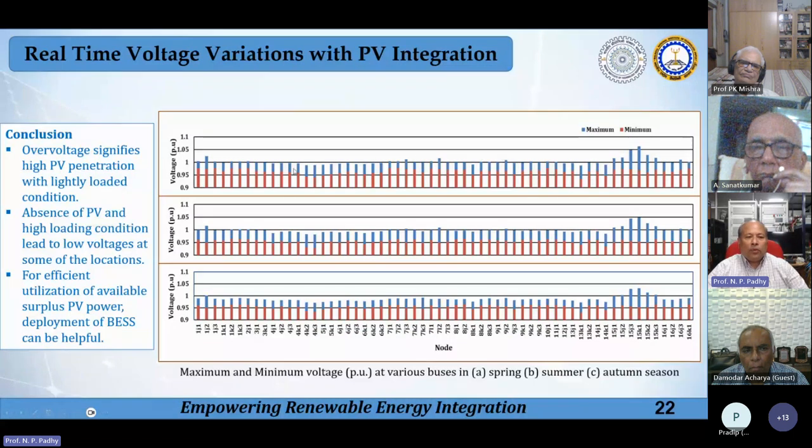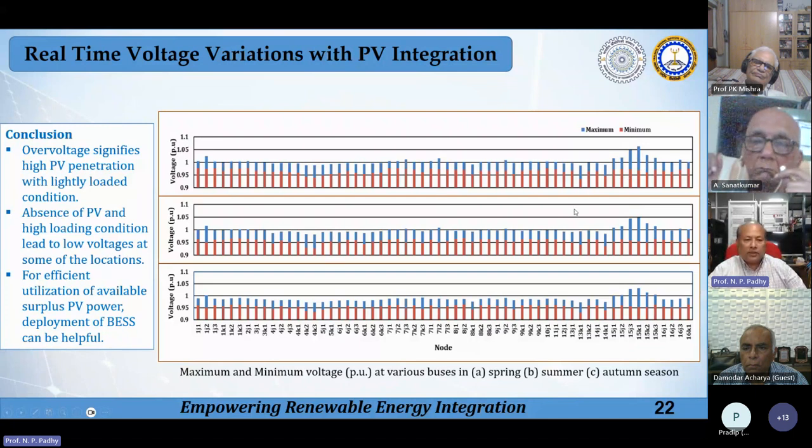So this is one of the diagrams where we have measured the maximum and minimum voltage at a particular substation. And it is very surprising to see that one per unit voltage is close to 230 volt single phase. And most of the time we experience that the voltage is more than one per unit, and in a few cases it is even more than 1.05, which is not acceptable. So we feel that this is due to maximum PV penetration to the grid during low loading of the network, and that becomes a challenge.